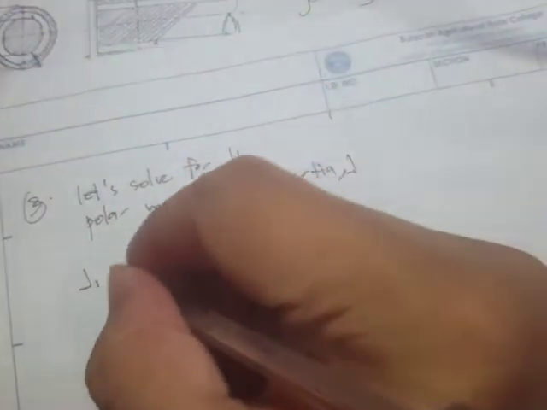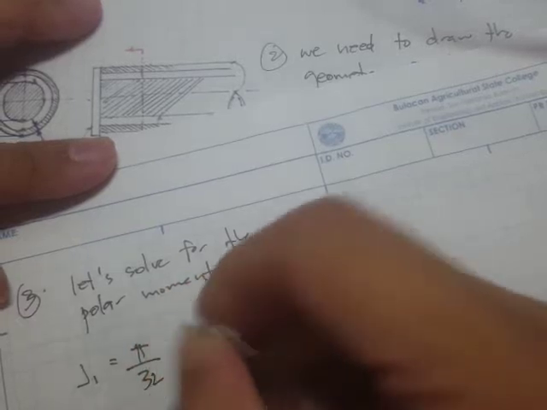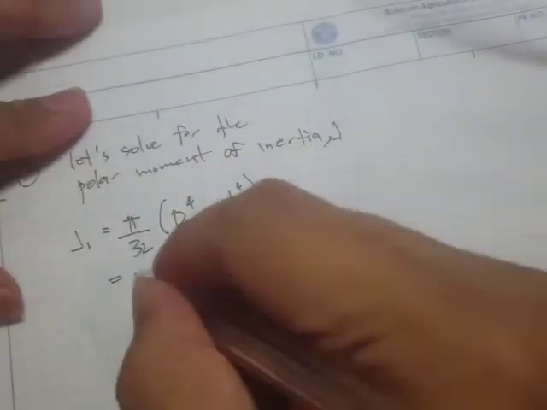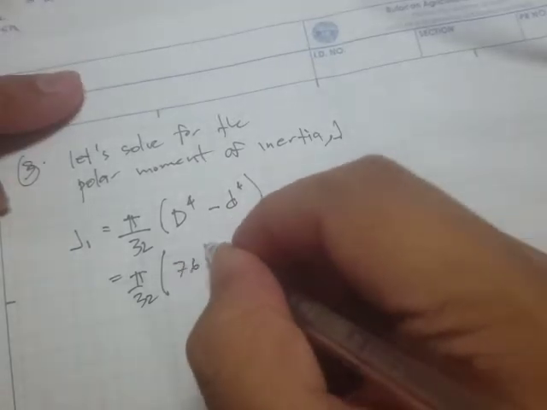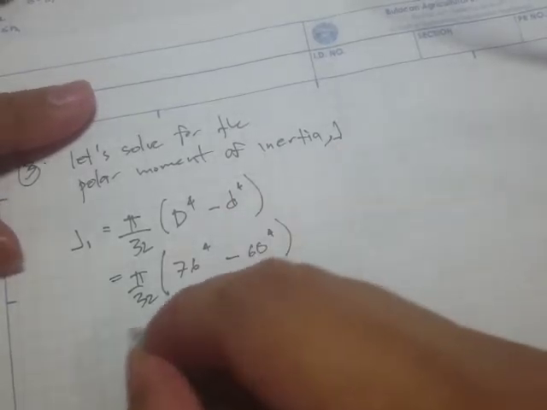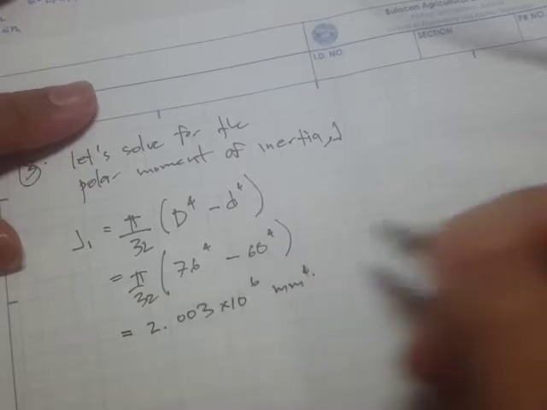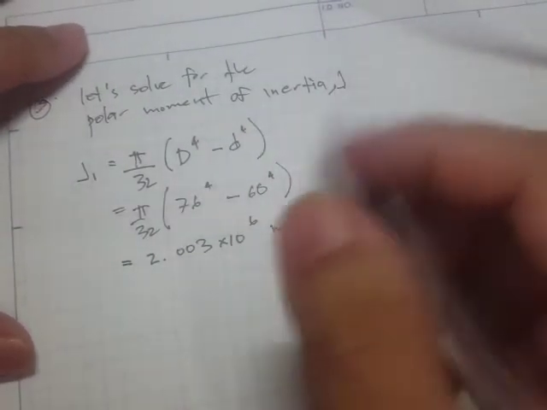By the way, for J1, you would notice that this is a hollow section, so the equation for the polar moment of inertia is this one. Right, so pi over 32 times the outside diameter, this is 76 to the 4th, this is in mm, minus 60 to the 4th. So what we get here is 2.003 times 10 to the 6 mm to the 4th. Right, so that's going to be the polar moment of inertia of aluminum.